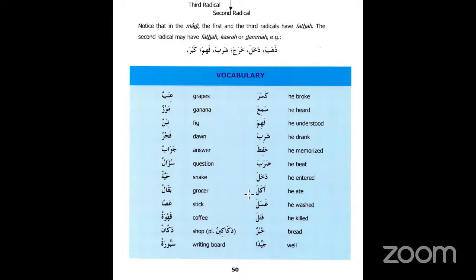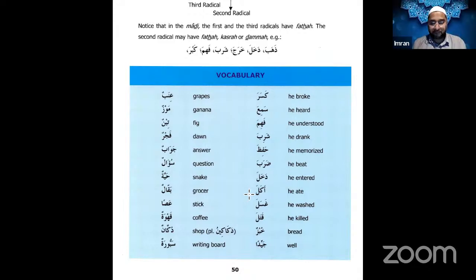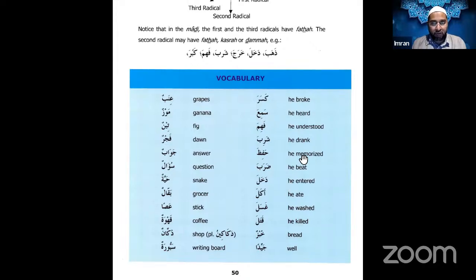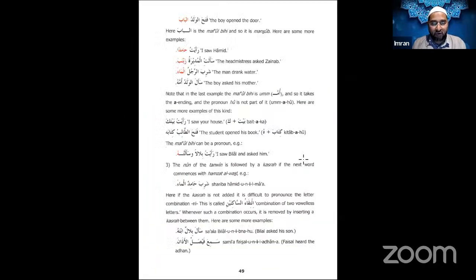Kasara, he broke. Sami'a, he heard. Fahima, he understood. Shariba, he drank. Hafiza, he memorized. Daraba, he beat. Dakhala, he entered. Akala, he ate. Ghasala, he washed. Qatala, he killed. Khubzun, bread. Jayyidan, well. Excellent. So this is all the vocabulary, and the majority of it we should be familiar with. We've done this vocabulary before.